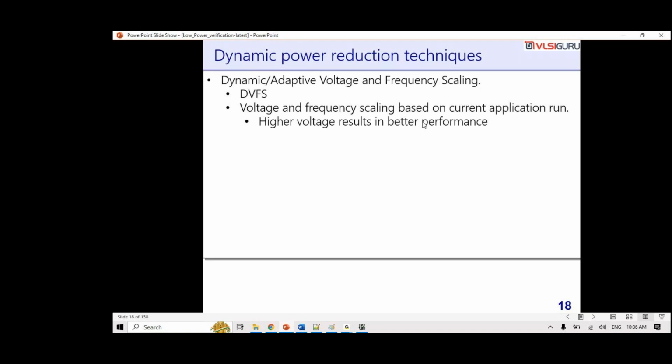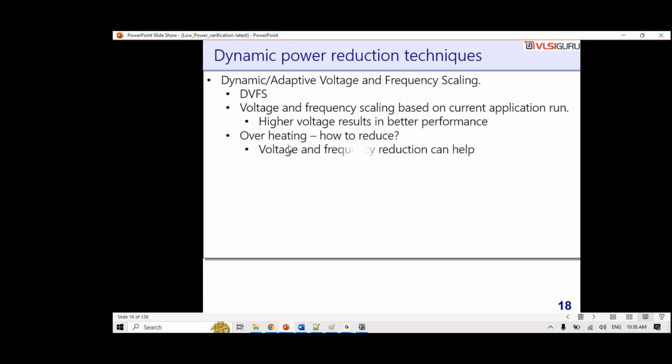Higher voltage results in better performance, but it will also lead to overheating. So how do we reduce it? Let's say my mobile is getting overheated. You might have noticed that when you do some intensive activity on your mobile, it gets overheated, and your mobile phone itself gives you an indication that it is overheating. So what do you think it is doing in the meantime?